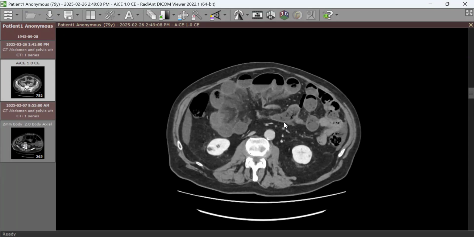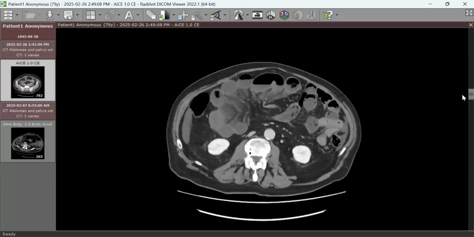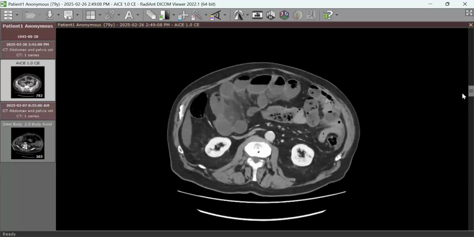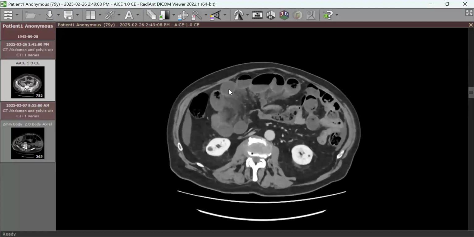There's a term for this. It's a closed loop obstruction. Excellent. Closed loop obstruction. So volvulus is also a type of closed loop obstruction, right? Yes. We have cecal volvulus, sigmoid volvulus, and other kinds of volvulus possibly somewhere else. But this one has two transition points and a cluster of dilated small bowel loops.